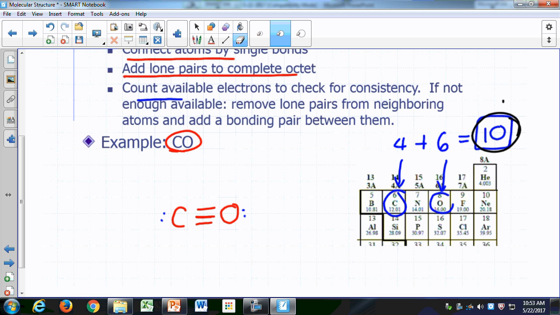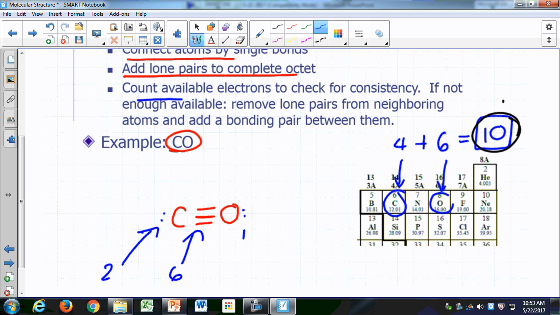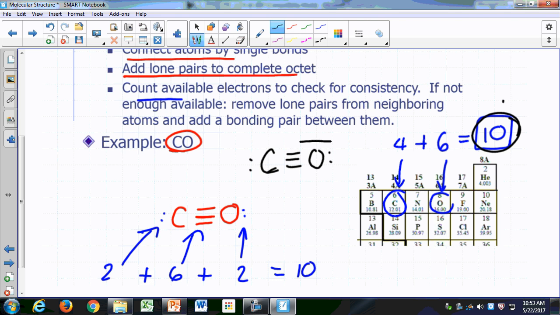And let's verify that we have, in fact, the right number of valence electrons now. You have 2 right there, 6 in the triple bond, and another 2 in the lone pair. 2 plus 6 plus 2. That gives you 10 valence electrons. So the Lewis structure for carbon monoxide is one where you have a triple bond between the carbon and the oxygen, a lone pair on the carbon, and a lone pair on the oxygen.